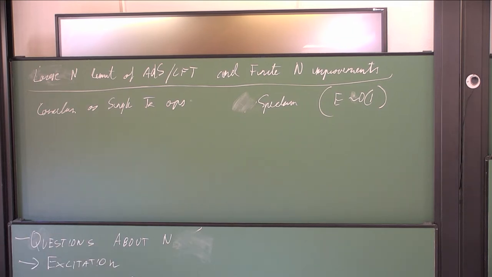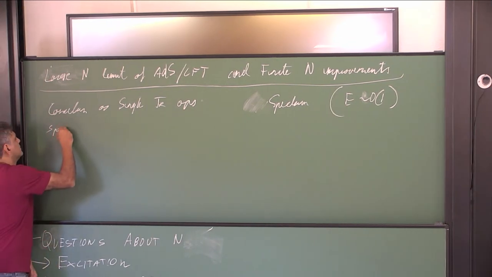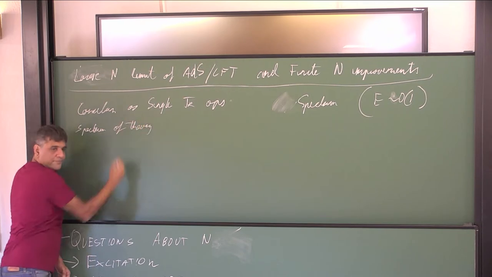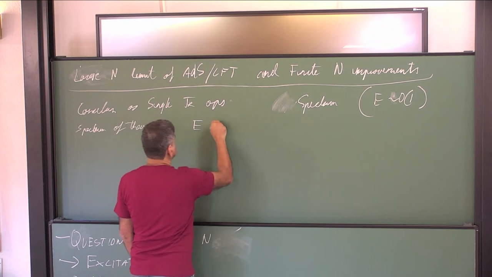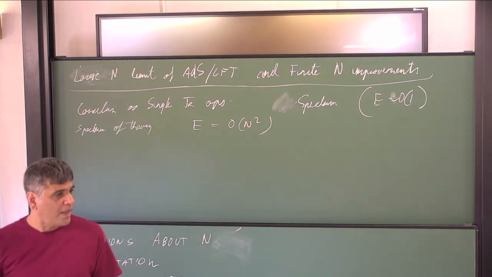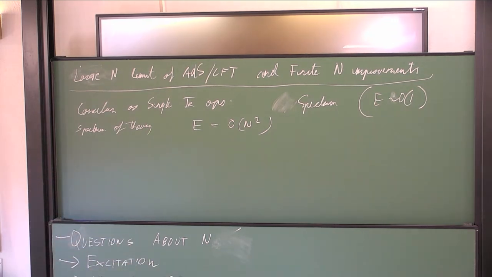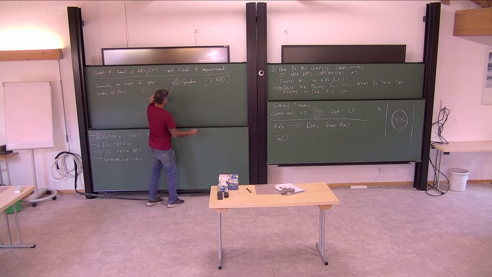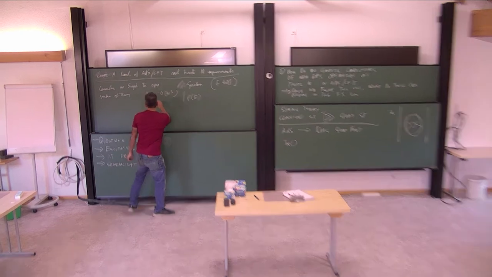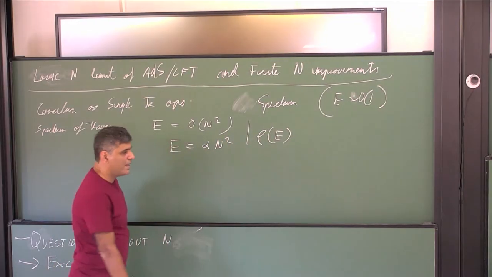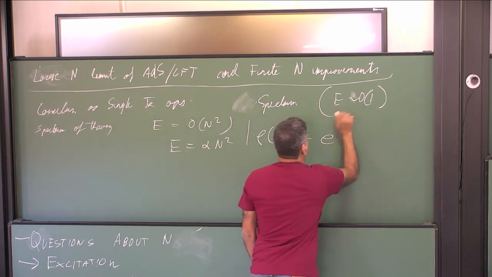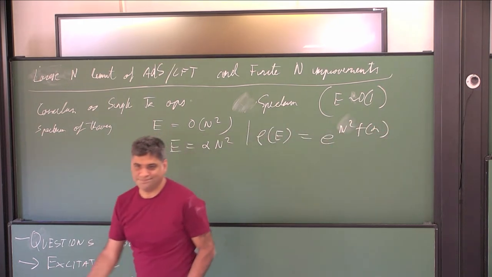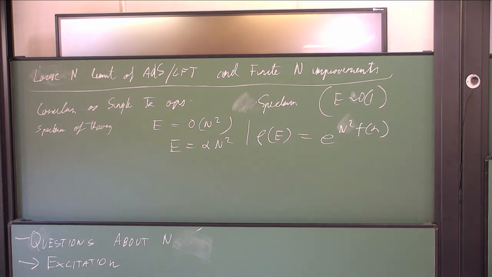Now you could ask the question, what if I wanted to compute the spectrum of the theory at energies of order n squared? Okay, what do we know about the answer to this question? Well, we expect the density of states at these energies to go as follows. Suppose I take E equal to alpha times n squared, then we expect rho of E to be equal to e to the power n squared times some function of alpha. This is the statement that the entropy is also of order n squared when the energy is of order n squared.